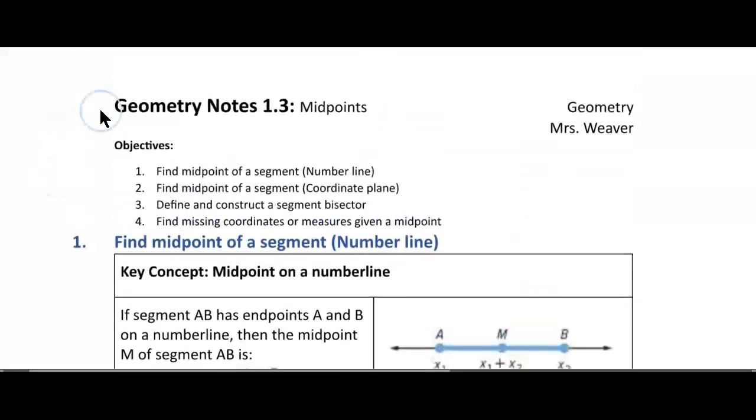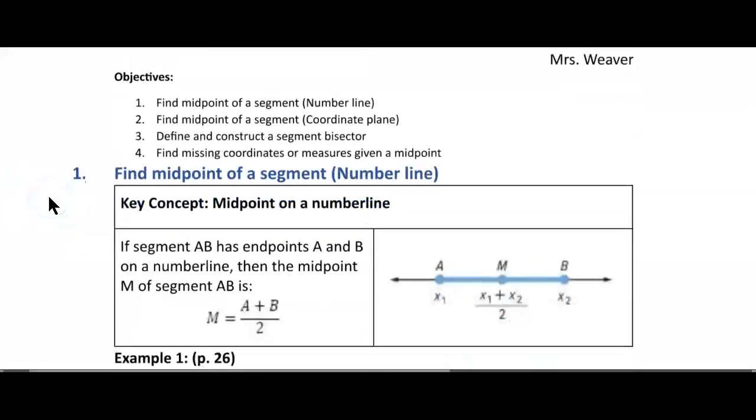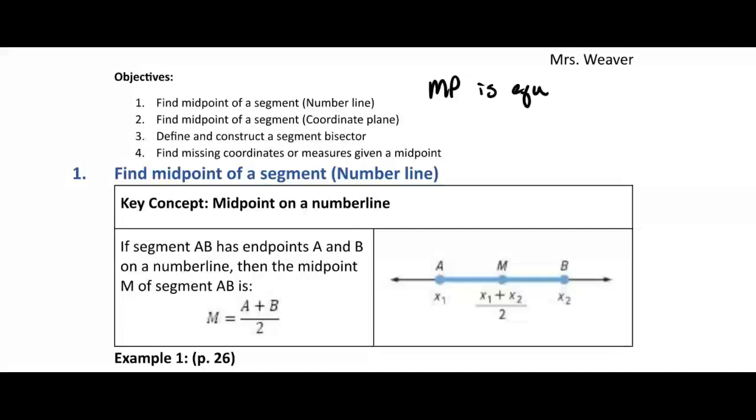All right, welcome to Geometry 1.3 on midpoints. Our first objective is finding a midpoint of a segment on a number line. And we'll look at more of a definition of a midpoint, but a midpoint will be equal distance. In geometry we say equidistant from each endpoint.